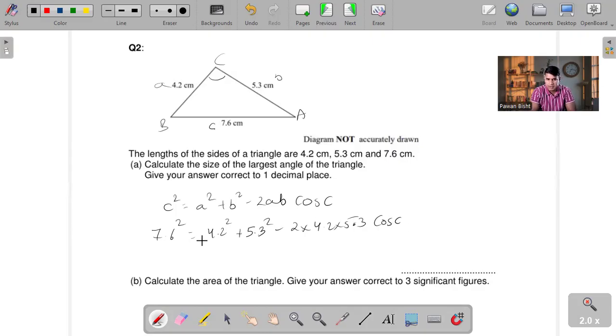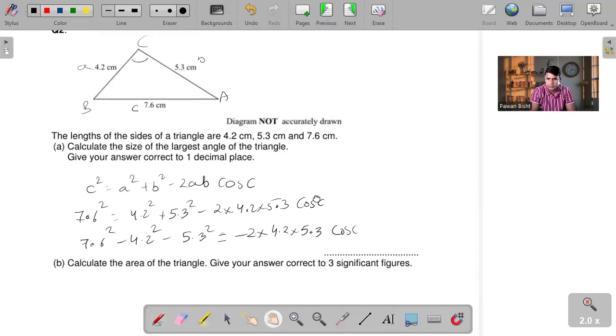You have to find. Now these two will go to the left hand side. So 7.6 square minus 4.2 square minus 5.3 square is equal to negative 2 times 4.2 times 5.3 cos C. Now this whole will go in the denominator.